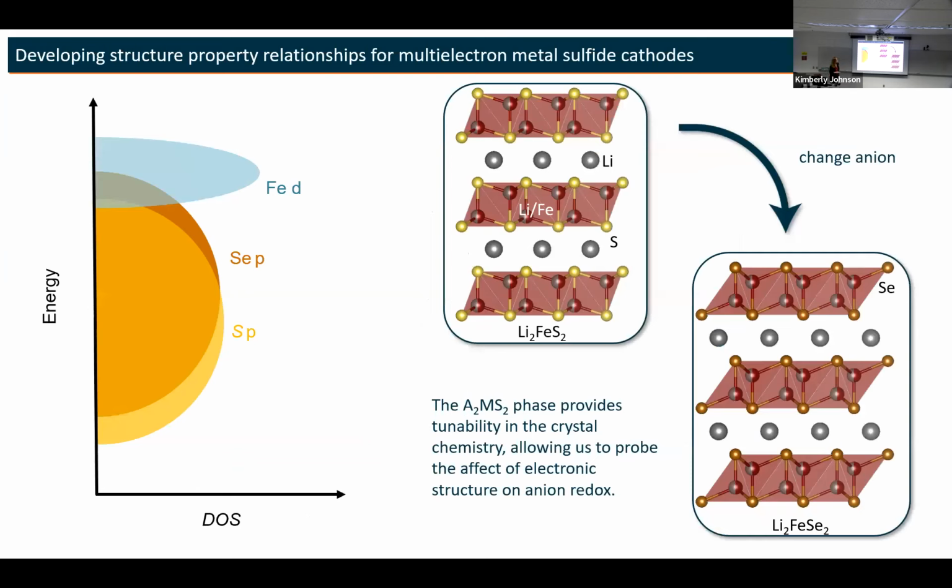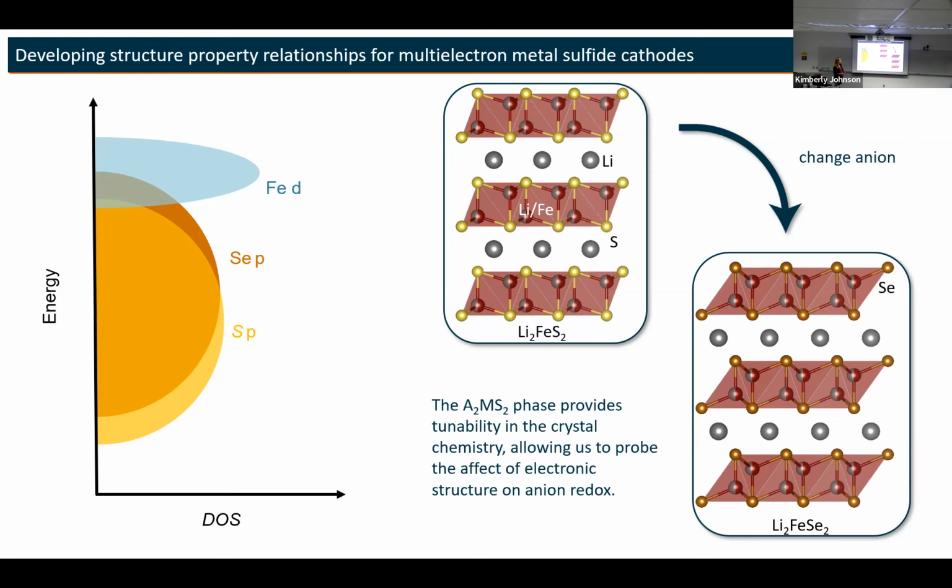If you think about the sulfide, we can move down the periodic table and substitute selenium for the sulfur. That pushes the p states up in energy and gives you greater orbital overlap between the iron d and the selenium p states. So that should give you a more covalent material. And what we found is that we could make the Li2FeSe2 material. It's isostructural to the sulfide, which isn't too surprising, since selenides and sulfides usually are isostructural.